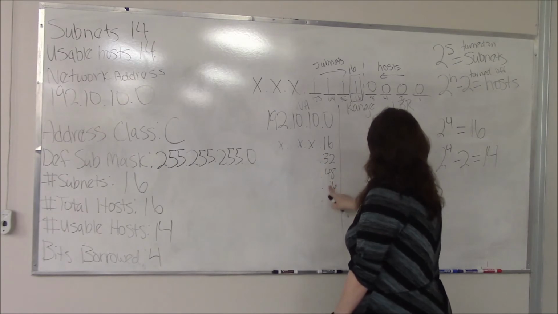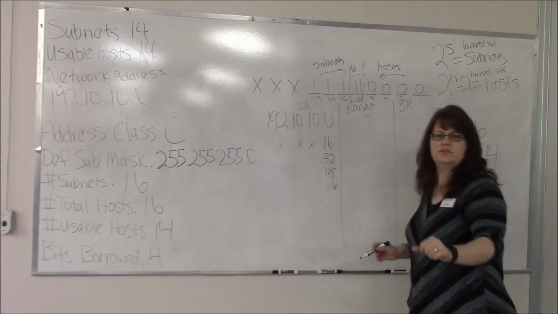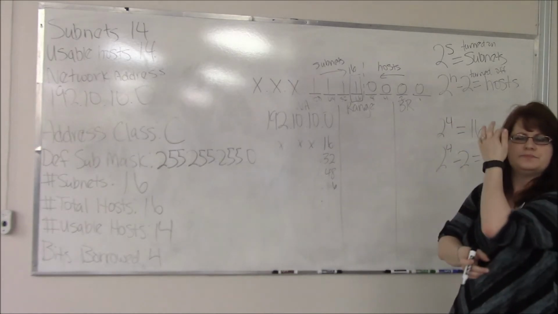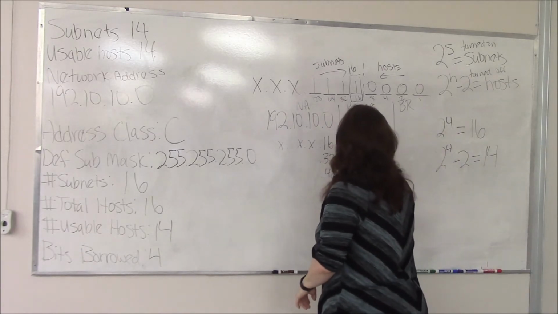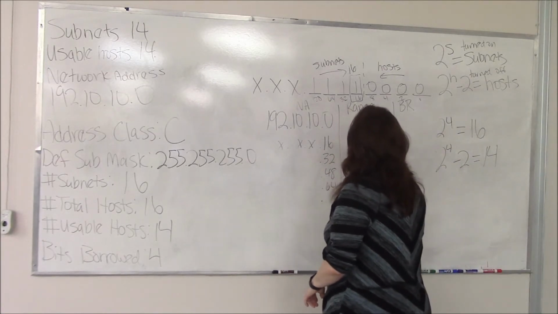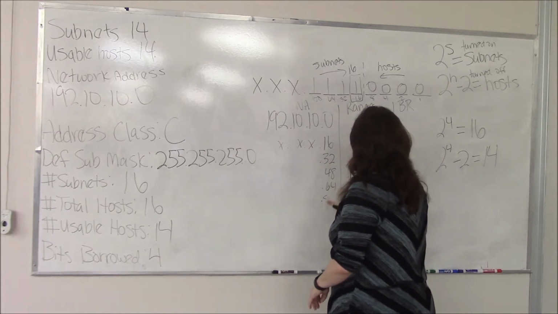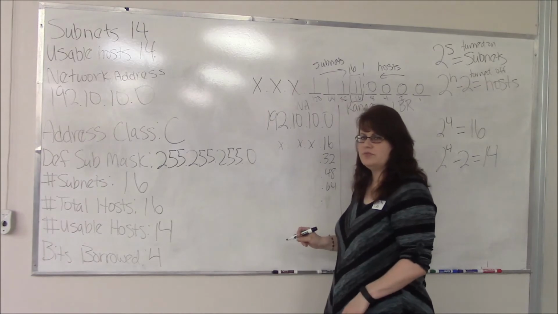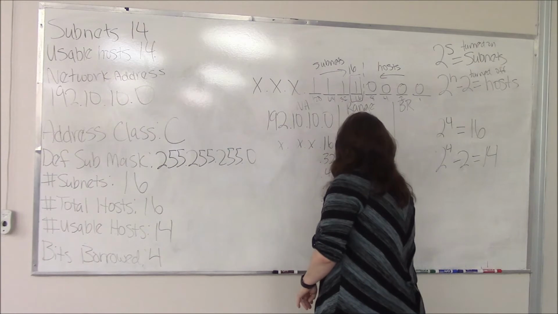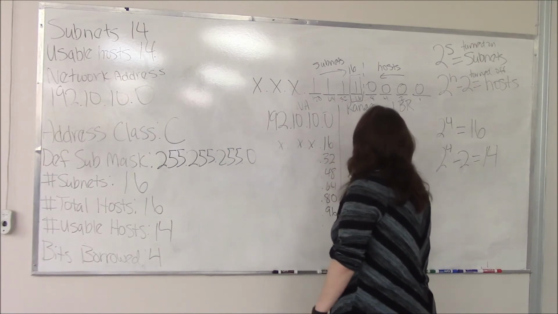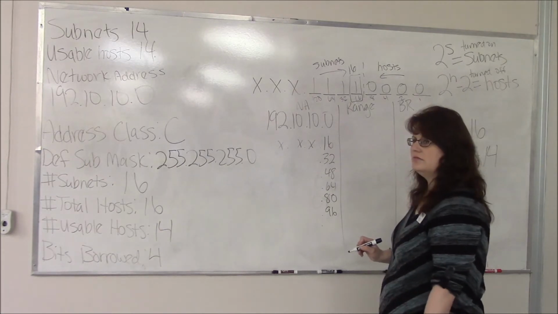No, something's not right. Pull up your calculator. What's 48 plus 16? 64. That was way off, huh? 64, and then 80. 64 plus 16? Yeah, 80. Okay. 96. 96 plus 16? 112.